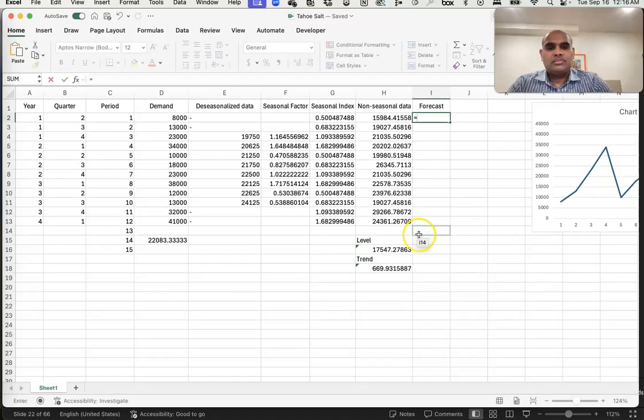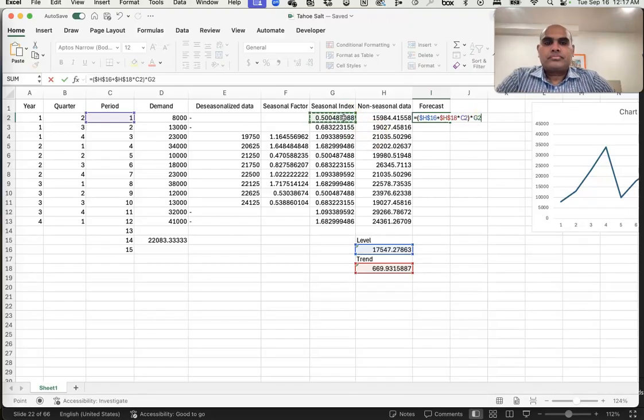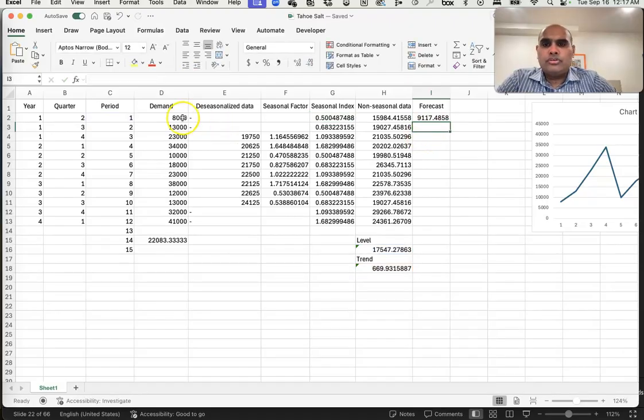The way you do the forecast is you say level, which is the y-intercept, plus slope. Level and slope both have to be absolute references, so I'm going to make them dollar values, times the time. So level plus trend times the time, that's the equation. But this is not it. For forecast, you have to multiply this whole thing with the corresponding seasonal index, and that will give you the final forecast. So the demand was 8,000, but the forecast was 1,117.